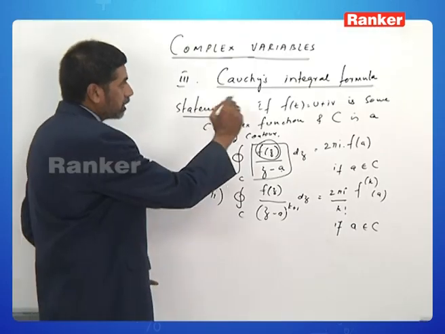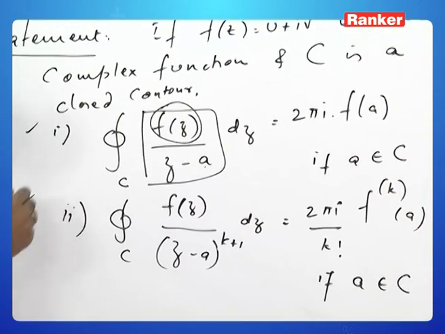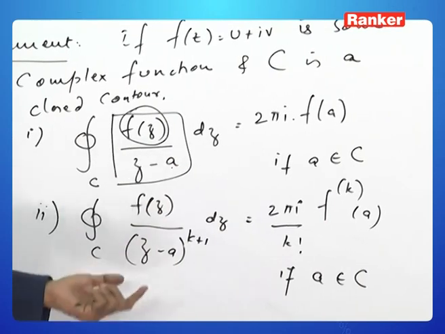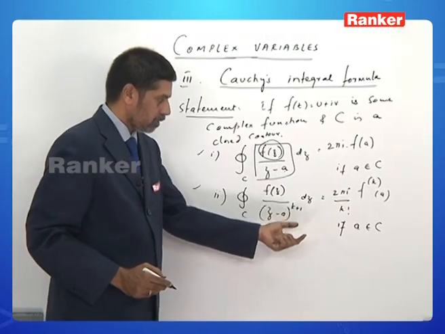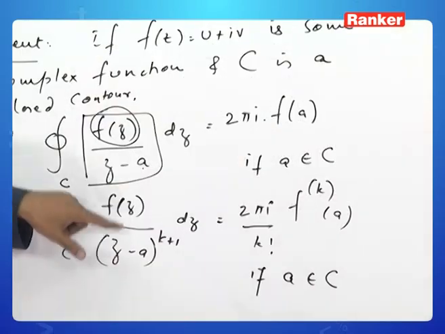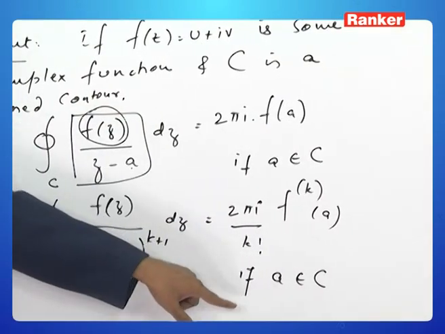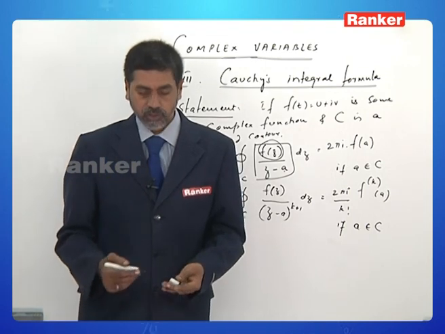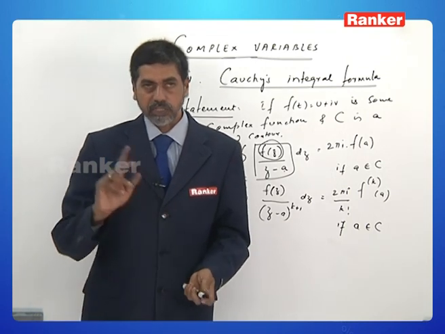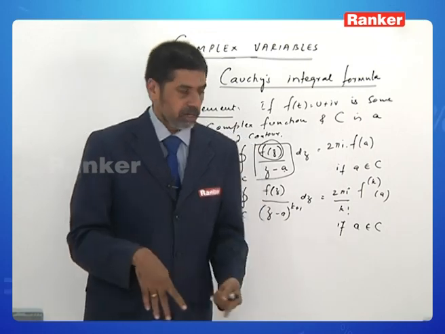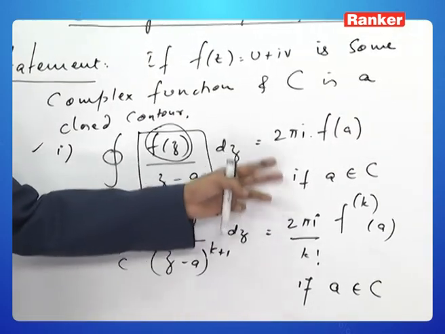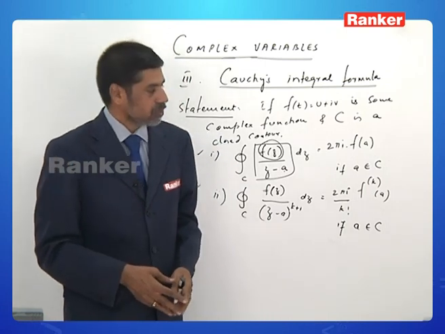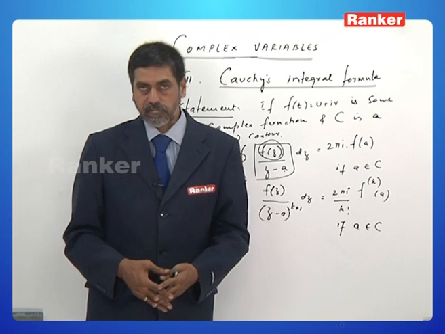So, Cauchy's integral formulas are two formulas, one having a singularity of order 1 and one having a singularity of order k plus 1. Suppose the singularity does not belong to the contour, then you know already by Cauchy's integral theorem that the output has to be 0. So, it is all very simple: either the answer is 0 or an answer like this, depending upon whether the singularity is inside or not inside the contour. So, let us take an exercise to understand this.